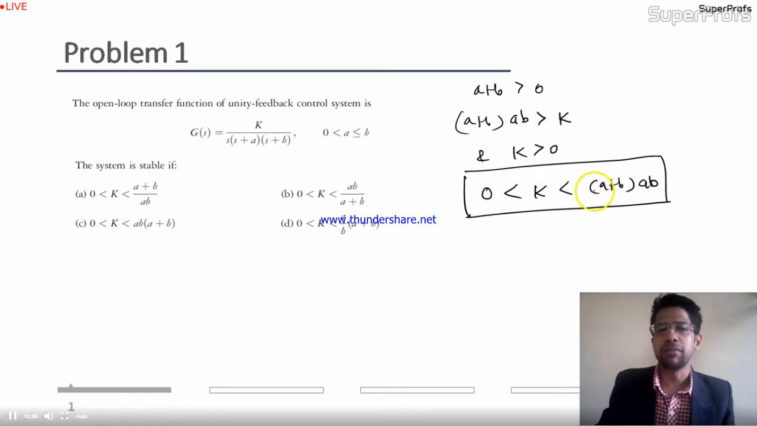So simply, in step 1 we found out the closed loop transfer function from the given open loop transfer function. Then we saw the characteristic equation, and according to the characteristic equation we built the Routh array, and after the Routh array we needed all the first column signs to be the same, which was positive in this case, and then we found out the condition on K. So the correct option here is option C.